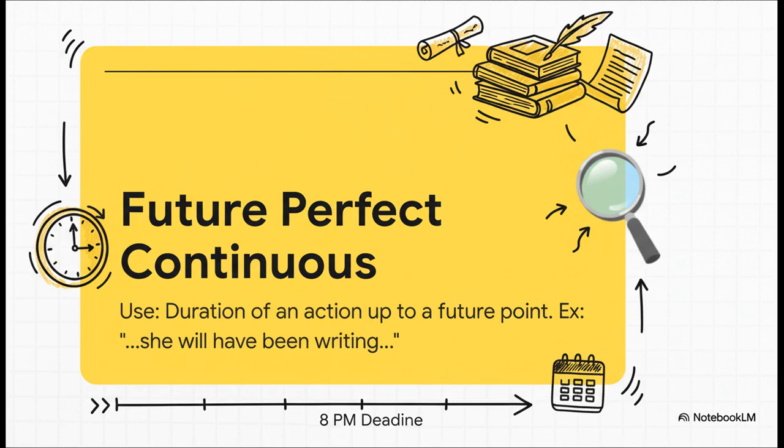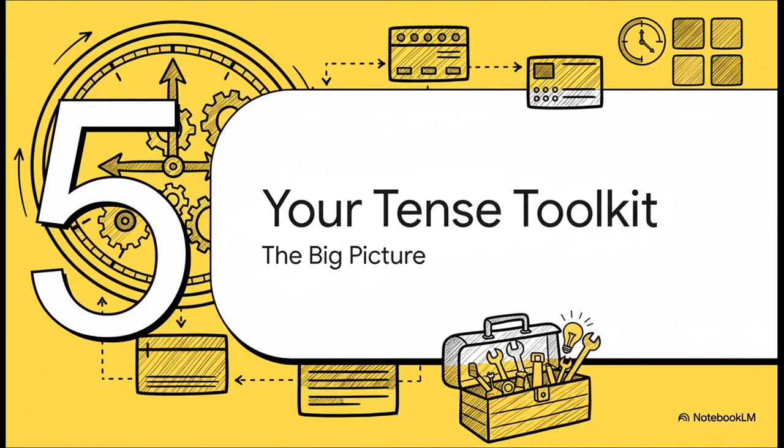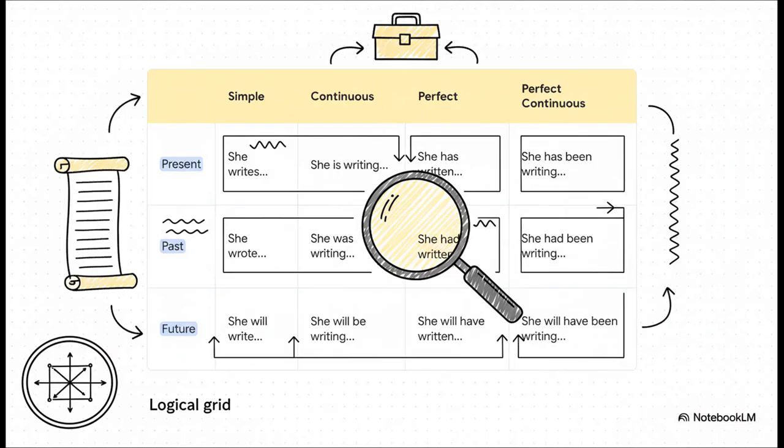And that's all 12. So there you have it. We've walked through all 3 times and applied all 4 aspects. It wasn't so bad, was it? Now for the best part. Let's put it all together and see this beautiful, simple system in one place. Look at that. This is it. This is your complete toolkit, your ultimate cheat sheet.